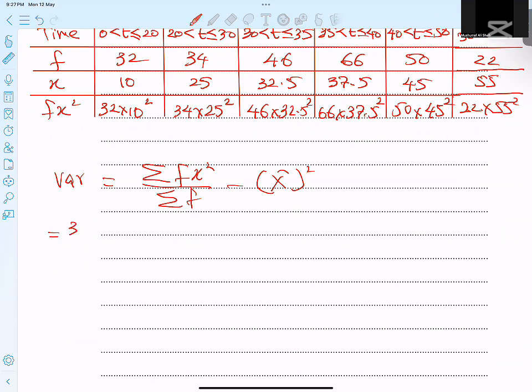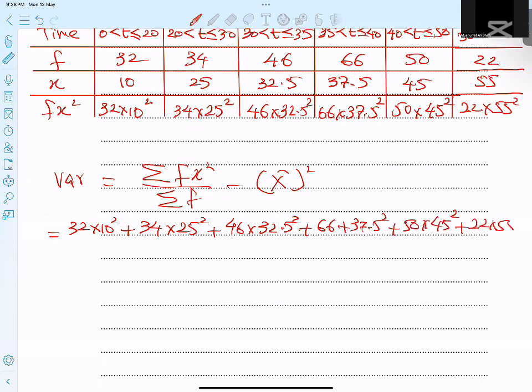Okay. So 32 times 2, 10 to power 2 plus 34 times 2, 25 to power 2 plus 46 into 32, 2.5 to power 2 plus 66 into 37.5 to power 2 plus 50 into 45 to power 2 plus 22 into 55 to power 2. This is done, and let me make some more space.